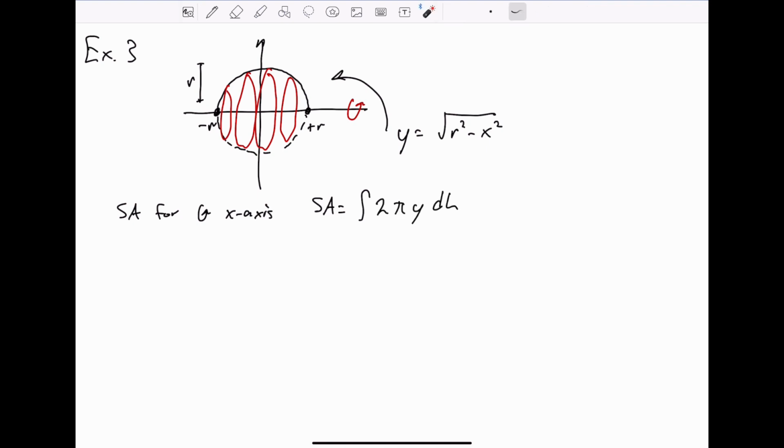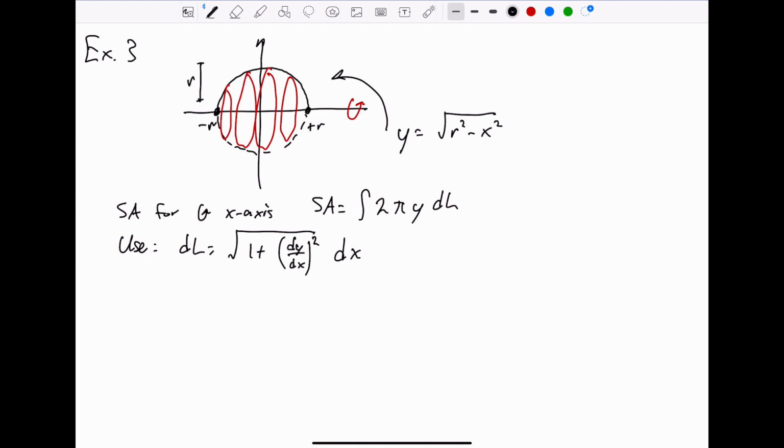And now we have a choice. We want to determine if we use the dl expression that has integration with respect to x or integration with respect to y. For this problem, since we're going from x value to x value, and since we have an equation for y in terms of x, it's going to be easier to integrate with respect to x. So we're going to use the expression for dl, square root of 1 plus the derivative of y with respect to x squared, and integrate with respect to x.